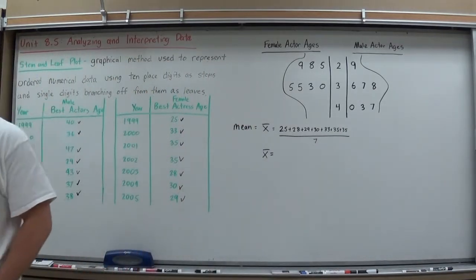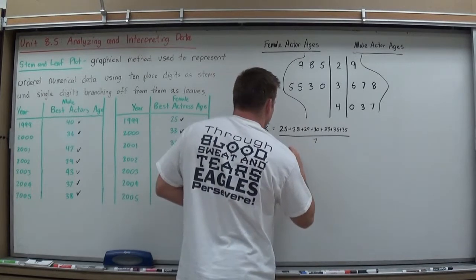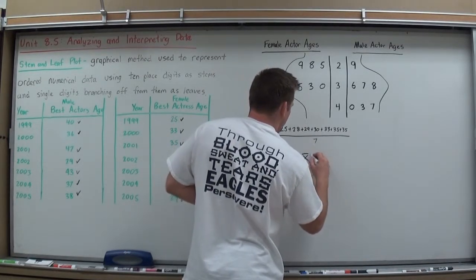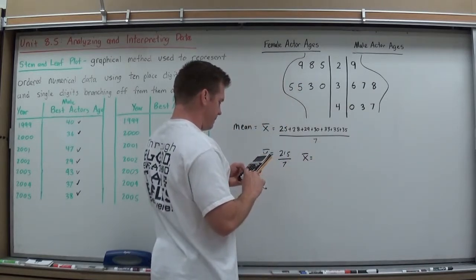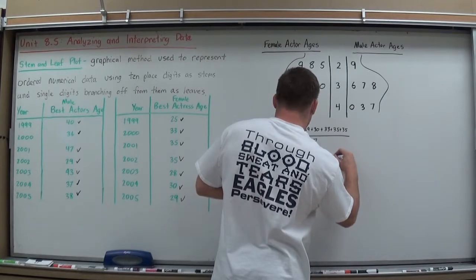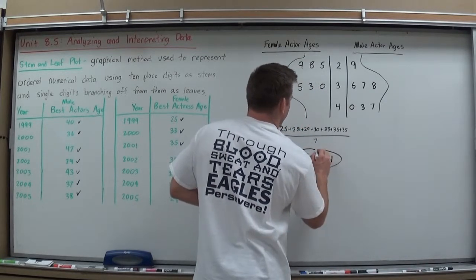Okay, I'm going to grab a calculator so I can add that up real quick. Add that up, I get 215 over 7. So my mean is 30.714, so we'll say 30.71. So that's the mean for this data.